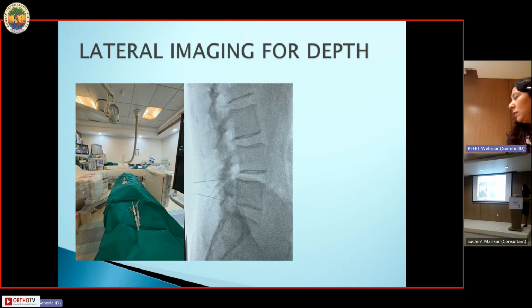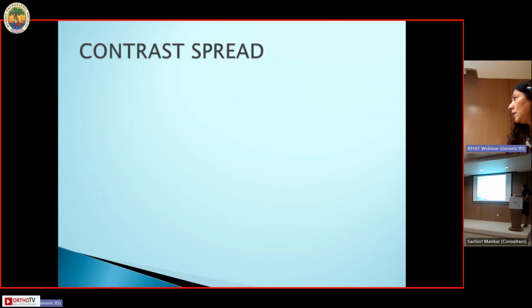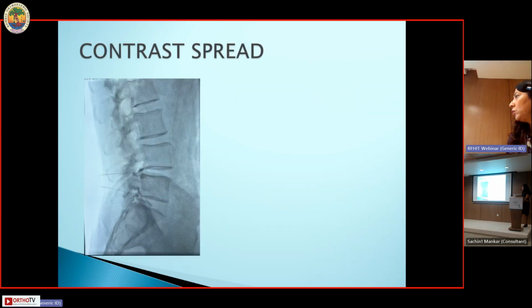So here we are a little too shallow. When you go a little deeper, the only problem is that if you go slightly deep, you could be in the disc. But when we think we could be just before the disc, what we do is we put contrast.